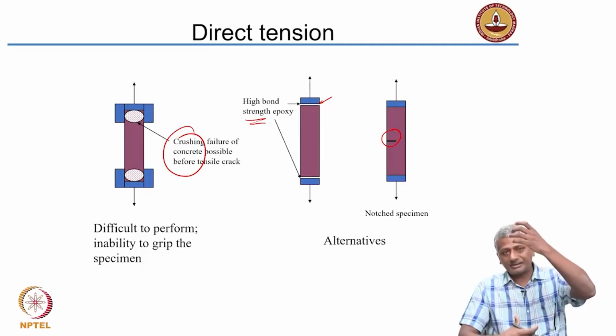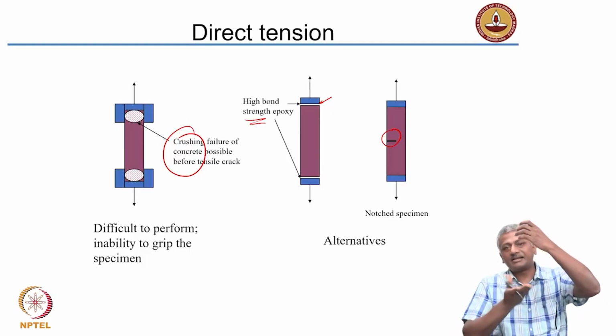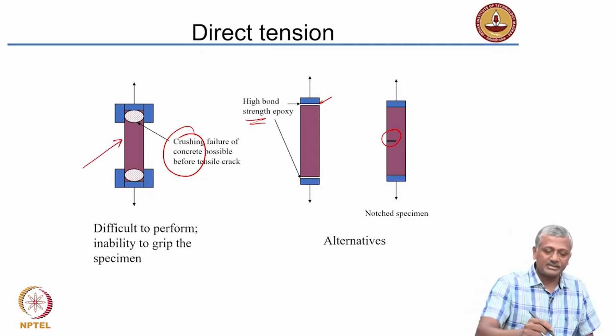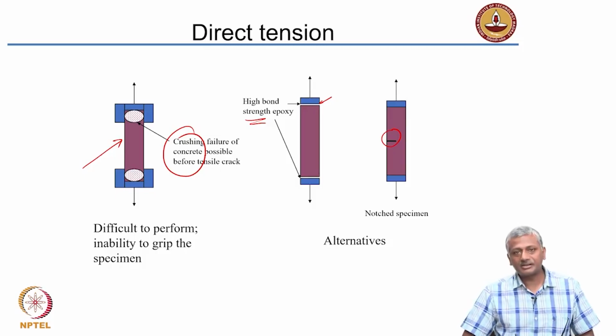So, when you are actually pulling it apart, the failure will exactly occur at the notch. So, you are predefining the location of failure. Okay. But again, the acceptable test method obviously is the direct tensile test, because that gives you a clear response. Unfortunately, it is very difficult to perform, because of which we go for indirect methods.